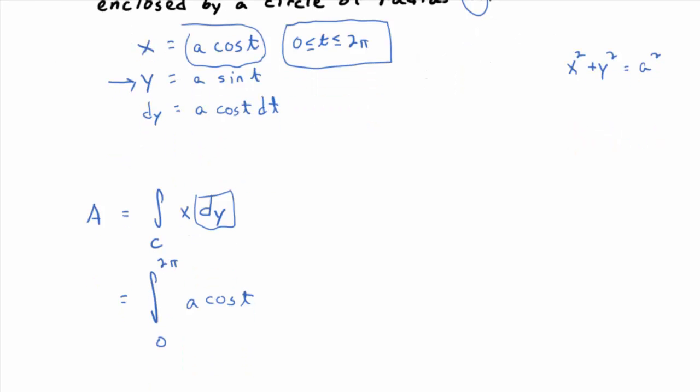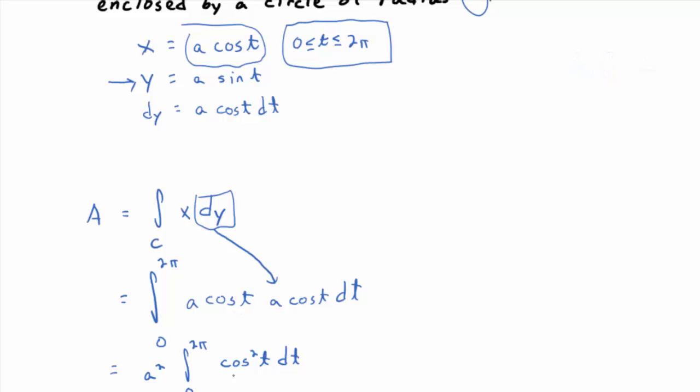And so that's what I'm going to plug in right there: a cosine t dt. And then, of course, everything is multiplied together. So can I pull an a squared out? a is a constant, right? Let me pull that outside. So a times a, so a squared, outside the integral. So a squared integral 0 to 2 pi. What's on the inside? Cosine squared t dt.